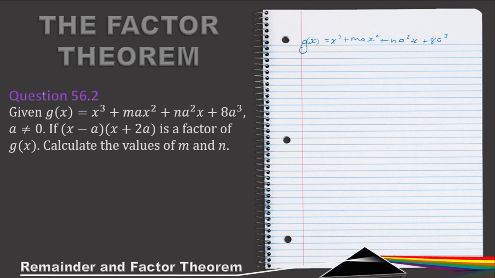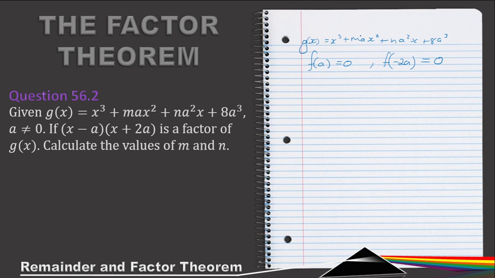So what we are going to do is, for the first factor, we can substitute in g(a), equate that to 0 and solve, or just simplify it in terms of m and n. And then we can substitute in negative 2a and equate it to 0 and simplify it in terms of m and n. We'll see how it goes, but then we can do simultaneous equations to solve for m and n. Let's start with the first one.